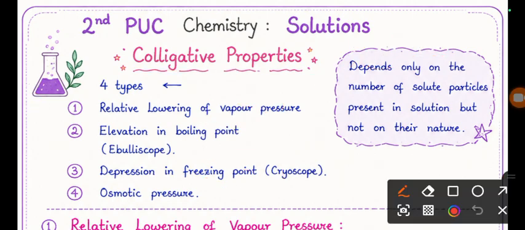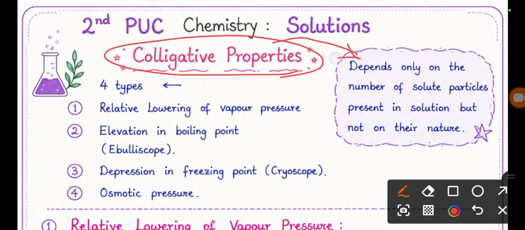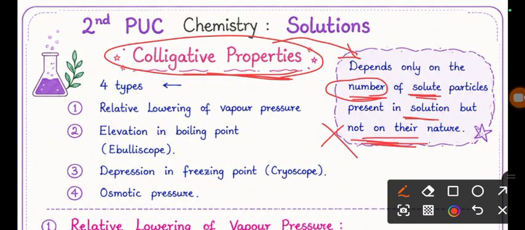So for the theoretical part, also remember: colligative properties are the properties that depend only on the number of solute particles present in the solution but not on their nature. Whether it is ionic or covalent, it does not depend on the nature, but on the number, how many moles of solute you dissolve.